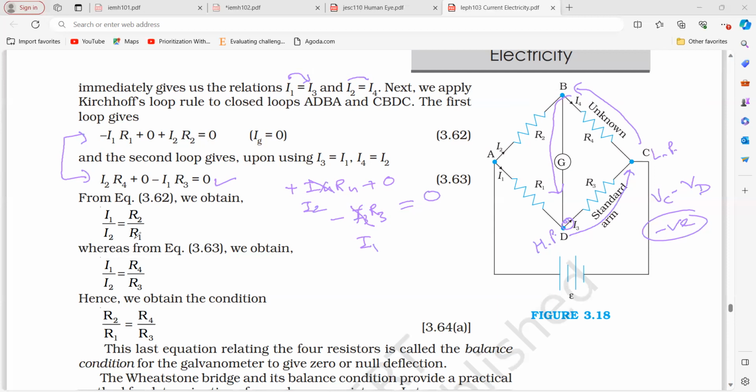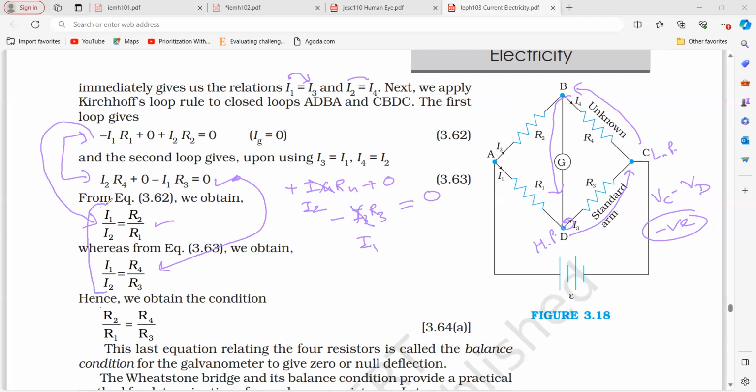When you simplify, you will get I1 by I2 is equal to R2 by R1 from this equation. When you simplify this equation, you will get this one. And when you simplify this equation, you will get this one: I1 by I2 is equal to R4 over R3.